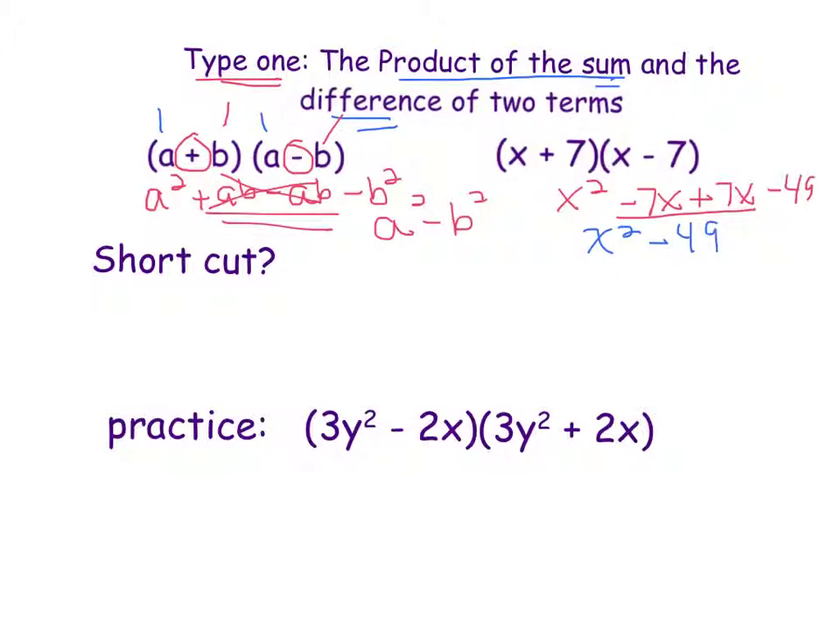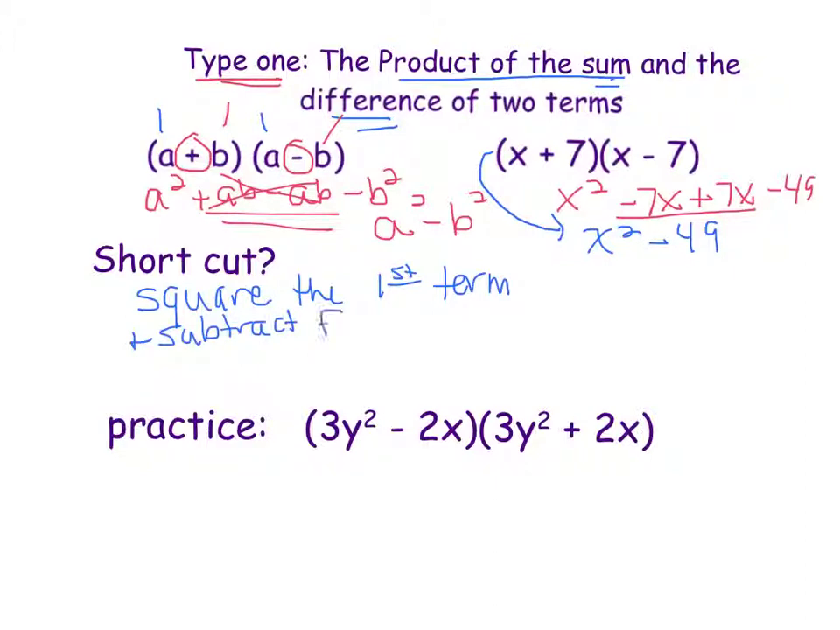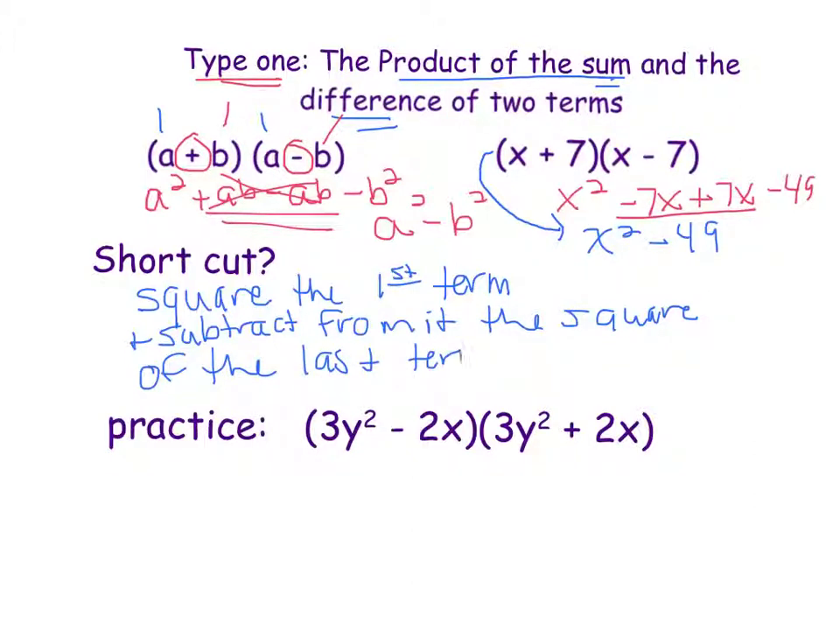So what I'm hoping is that you've noticed that to get your final answer from factored to expanded, you square the first term and subtract from it the square of the last term.